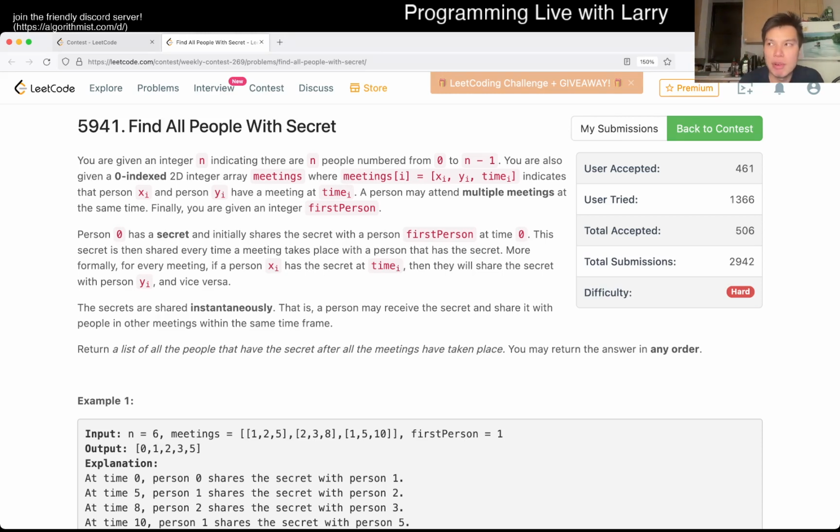But sometimes you have to think about the nuances. Sometimes you have to think about the minor differences. Sometimes you can change very minor details, and the problem becomes very different, right? And this is the case. The case is that you only care about people with a secret, right?